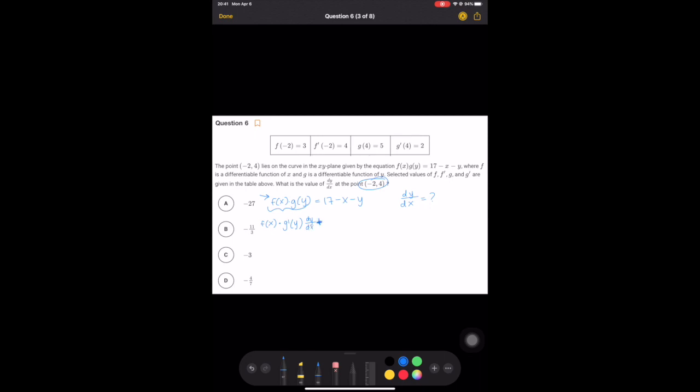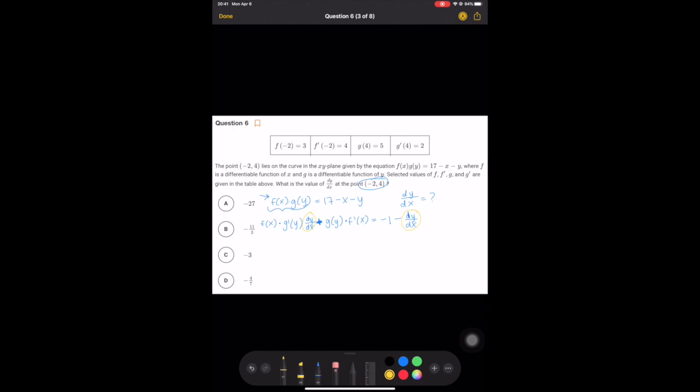Plus, still product rule, so plus g of y times f prime of x. That's the left-hand side, and then the right-hand side, derivative of 17 is 0. Negative x, we get negative 1, and then of negative y, we get negative 1 dy dx. From here, we need to solve for dy dx, so get them on the same side.